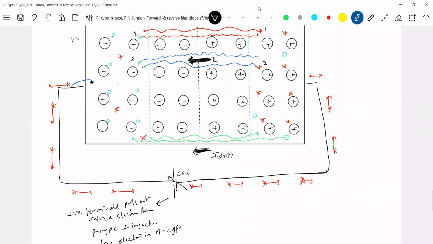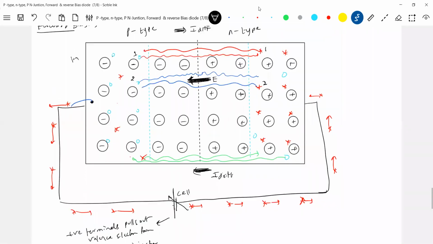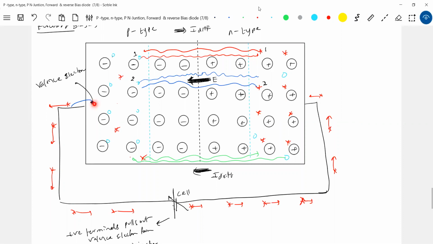Now this valence electron is pulled, no? So in place of this valence electron, what do you get? This valence electron has become a free electron now, and a hole is generated. Now this hole, what will it do? It will pull out this valence electron. So now the valence electron will come here and the hole will be formed here.